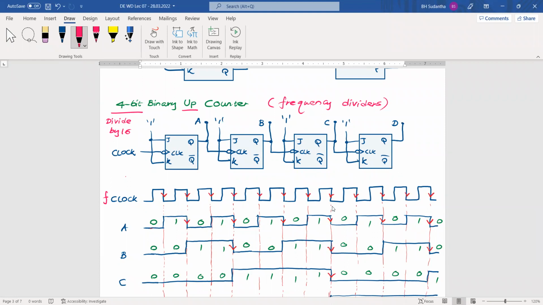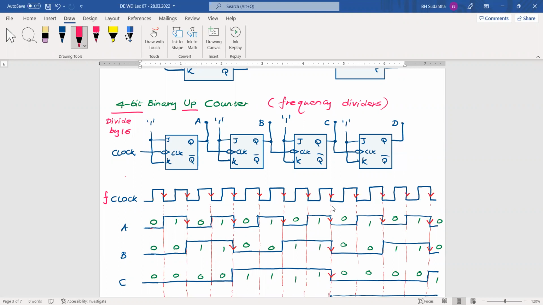But so far I have mentioned many things to you. Is it okay with you? All these things up to this point, is it okay with you? What are the things I have mentioned? I have mentioned the bit capacity of these counters. Depending on the bit capacity, the counting range is changed.